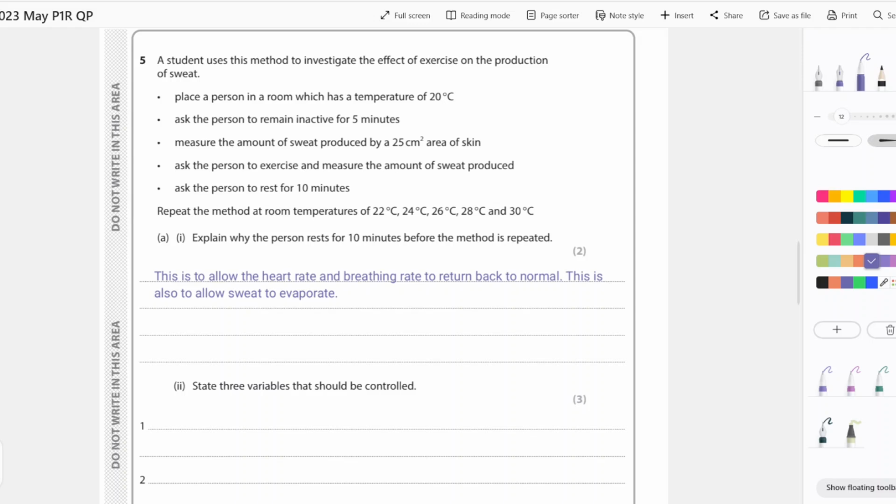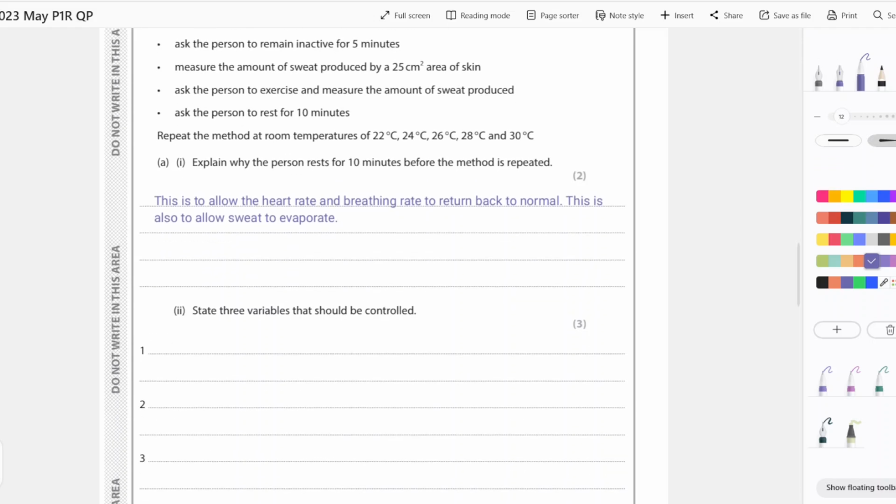So the same type of exercise, you want to also wear the same type of clothing, because clothing will affect the amount of heat that you feel. So if someone's wearing like a jacket, right, versus someone that's wearing a tank top, that would be different. And you also want to collect sweat from the same area of their body. So maybe the sweat produced from their armpits would be different from the sweat produced on their arms, for example. So you want to standardize that.